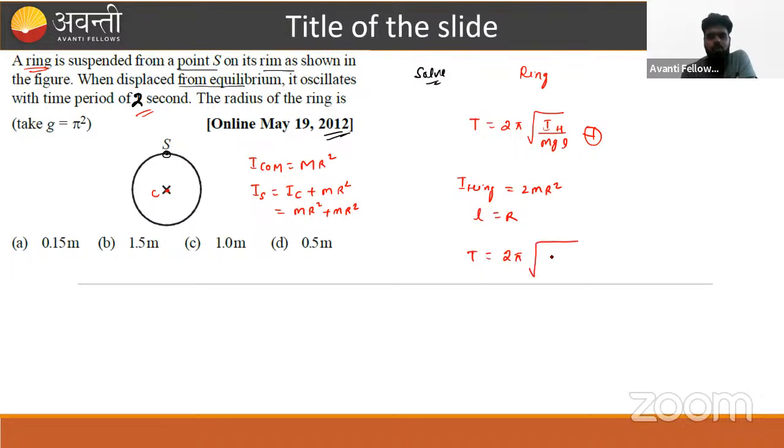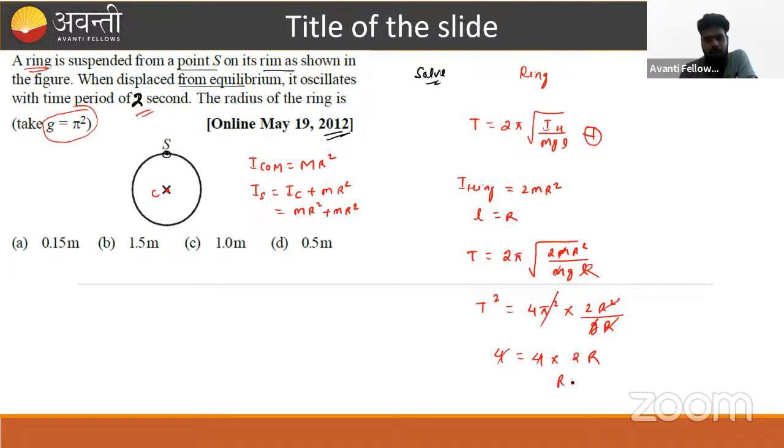T = 2π√(2mr² / mgL). We know that m and m cancel out, and in place of L we can put r. If we square both sides, this will be equal to T² = 4π² · 2r² / (g · r). The r and r cancel out, and we take π² equal to g, so π² cancels with g. T is given as 2 seconds, so 4 = 4 × 2 × r.